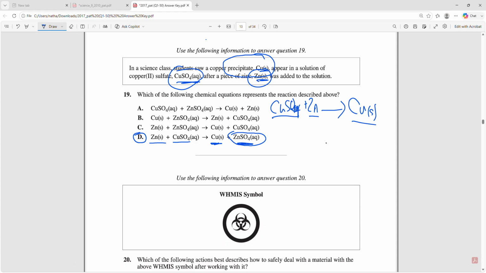So the key was just knowing that this is a precipitate, so something that comes out of the reaction, just understanding what we started with and what we ended with, right? These are our reactants. This is one of our products. And then the other product, we can see it here in our answer.